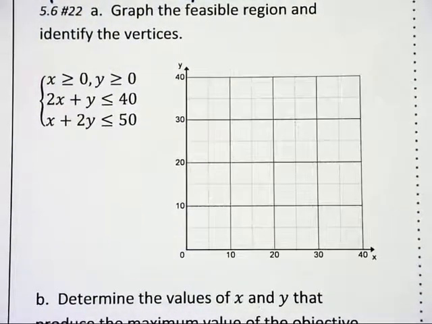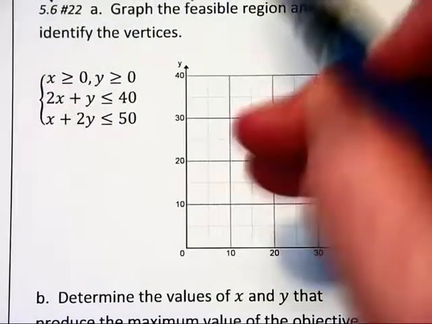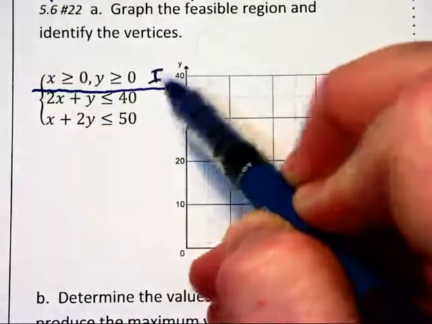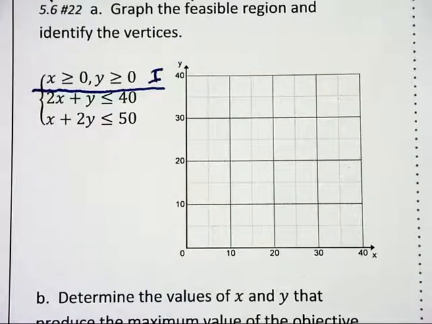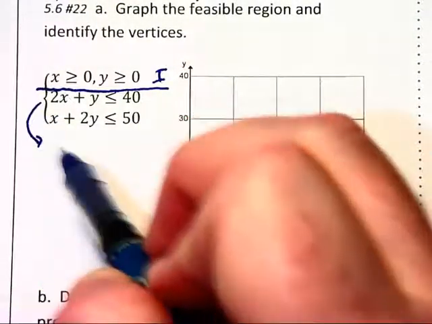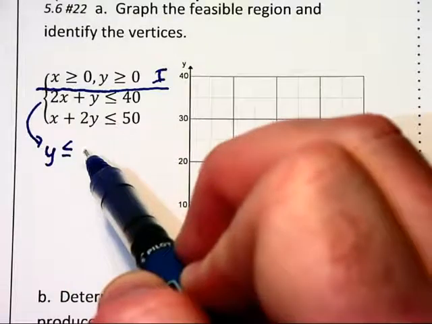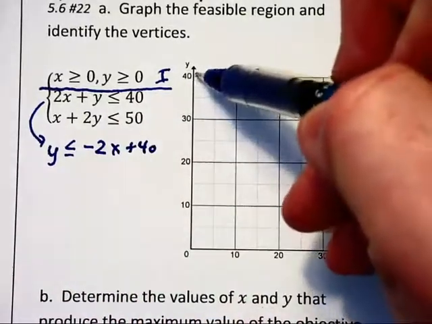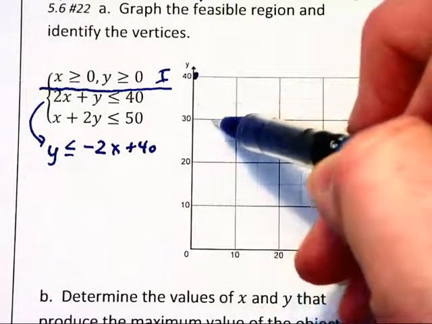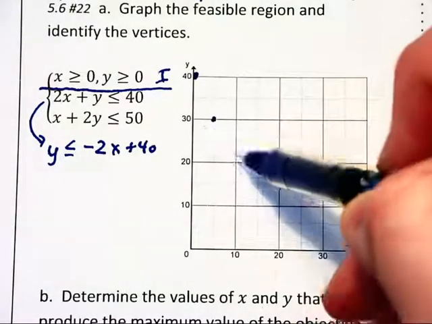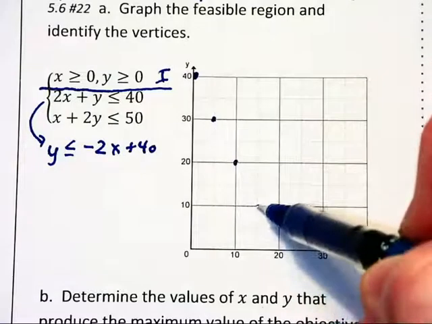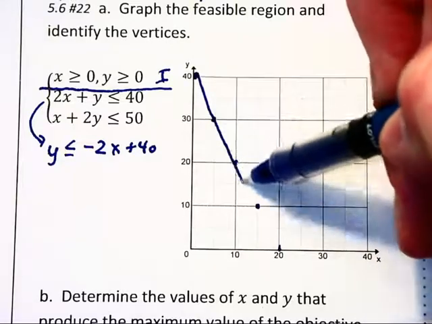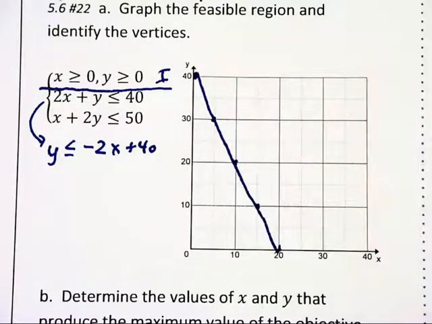Okay, now they have been giving us the feasibility region for these first two problems. Now we want to come up with that on our own. The first two inequalities basically tell us we're going to be in the first quadrant. The second one, if I rearrange this, I would have y less than or equal to negative 2x plus 40. So if I put my y-intercept there at 40 and I go down 2 over 1, I can get that line, and we will be shading below it.